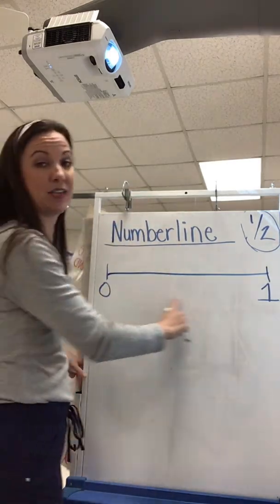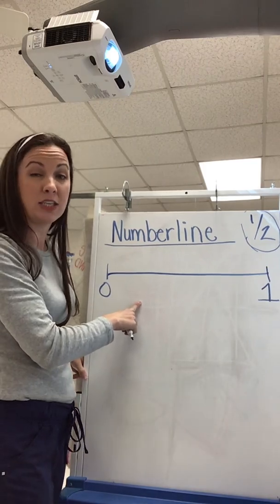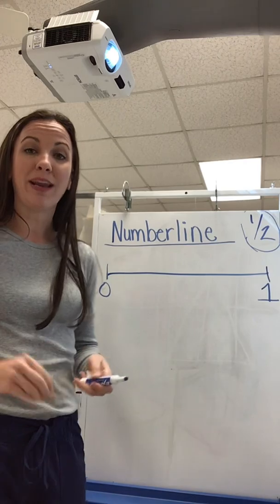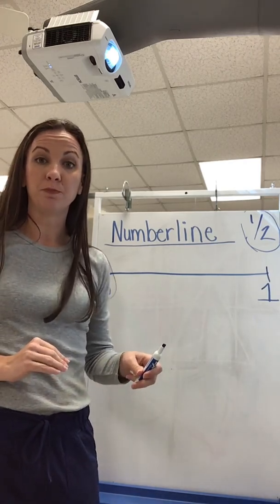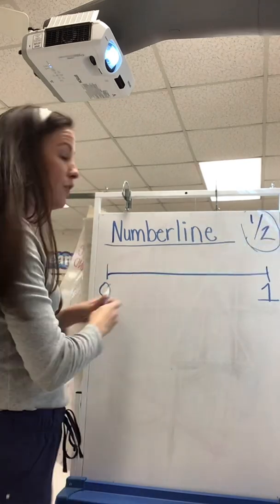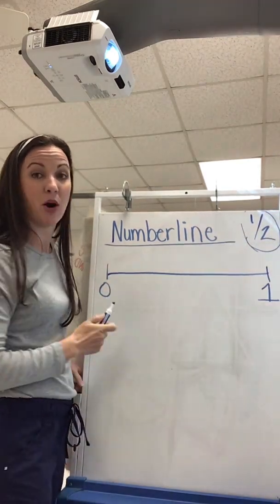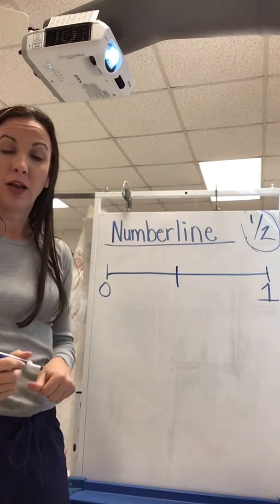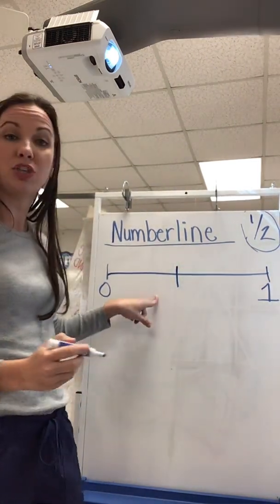If I take this number line and I want to partition it into 2 pieces, remember half? Anytime we need a half, where do we cut it, boys and girls? Down the middle. Do your arms like this. We're going to cut it down the middle. So if I take my number line and I need to partition it in half, I'm going to cut it in the middle.